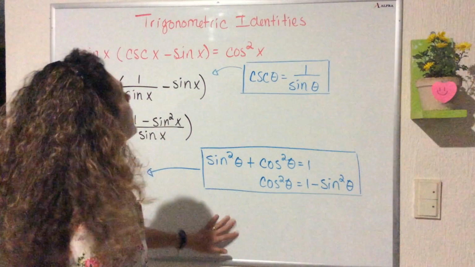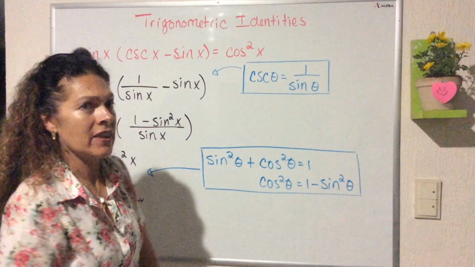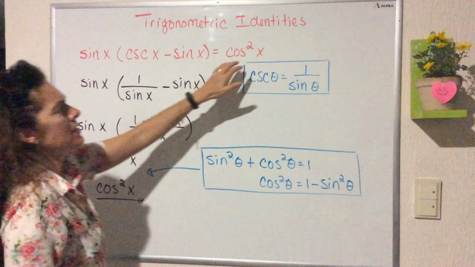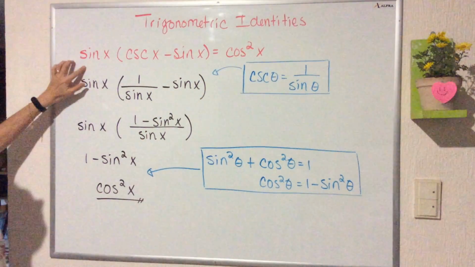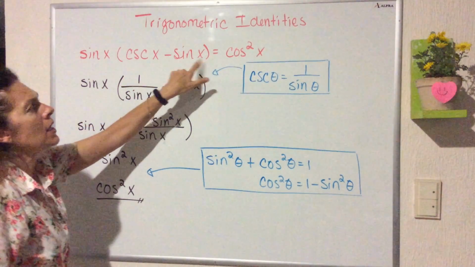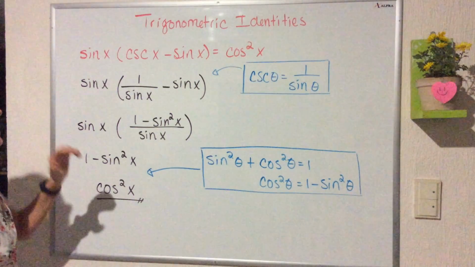Hi dear students, now we're going to solve another exercise about trigonometric identities. And remember, we're demonstrating that this part of the equality equals this other part. We have sine of x times cosecant of x minus sine of x equals cosine square of x. And let's start solving it.